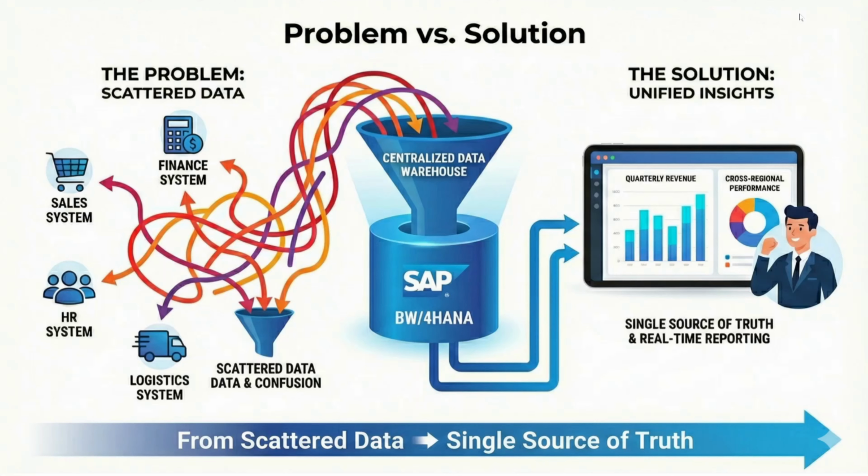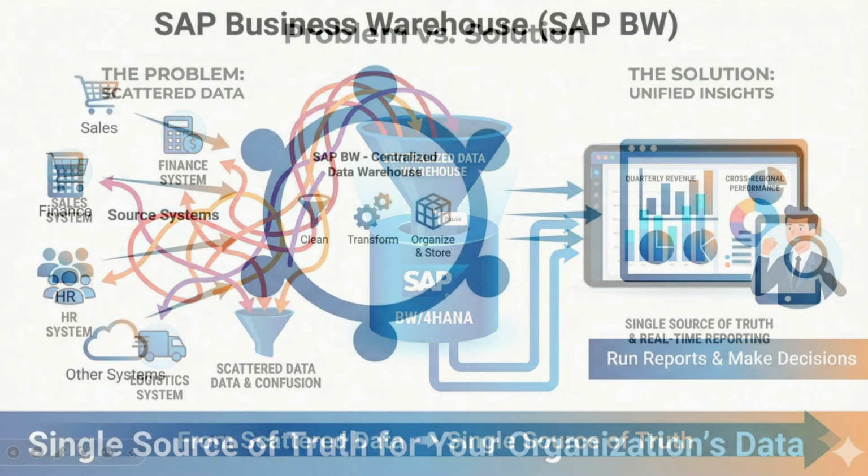Let's start from the very beginning. Imagine your company has hundreds of different systems: sales system, finance, HR, and logistics system. Each of these systems generates massive amounts of data every single day. Now, here is the problem: all that data is scattered across different systems in different formats, stored in different ways. If your CEO walks in tomorrow and says, "How much revenue did we make last quarter across all regions?" pulling that answer manually from 10 different systems will be a nightmare. That's exactly the problem SAP BW solves.